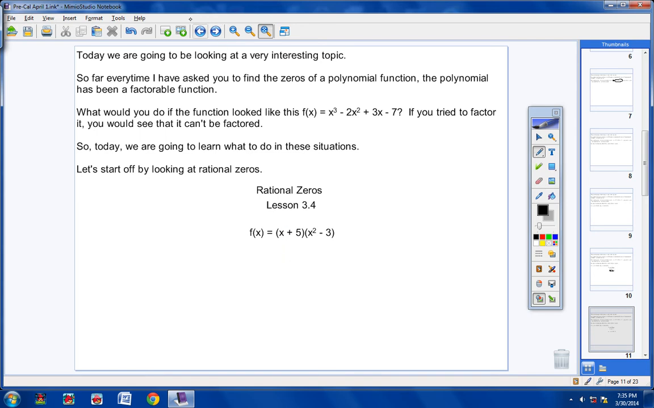Now, I would like you to copy this down in your notes, please. F of x equals quantity x plus 5 times the quantity x squared minus 3.